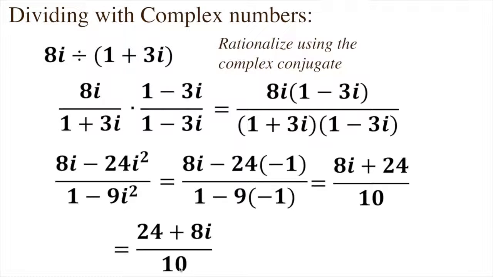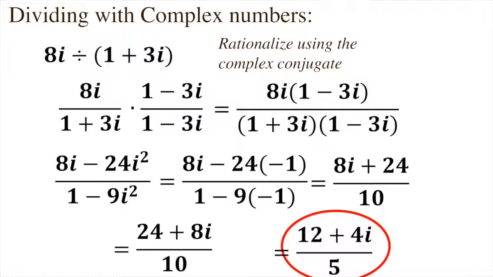I look at these three numbers and try to determine if there's a number that goes into all three of them. I notice that a 2 will go into all three of them. So what I'm going to do is divide each one of these by 2. And if I divide each one of them by 2, I end up with 12 plus 4i all over 5. This is my final answer. It must be written in the correct order, 12 plus 4i. Remember that your imaginary component comes second.